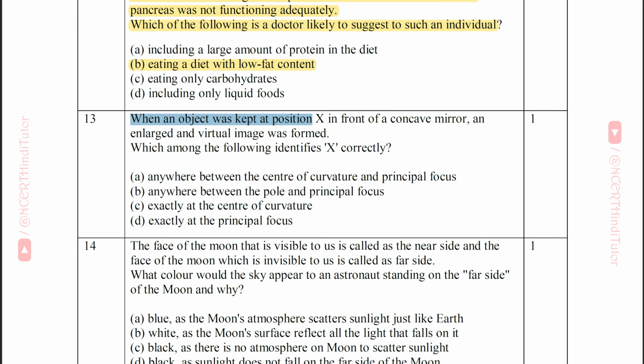When an object was kept at position X in front of a concave mirror, an enlarged and virtual image was formed. Which among the following identifies X correctly? Answer B. Anywhere between the pole and principal focus.